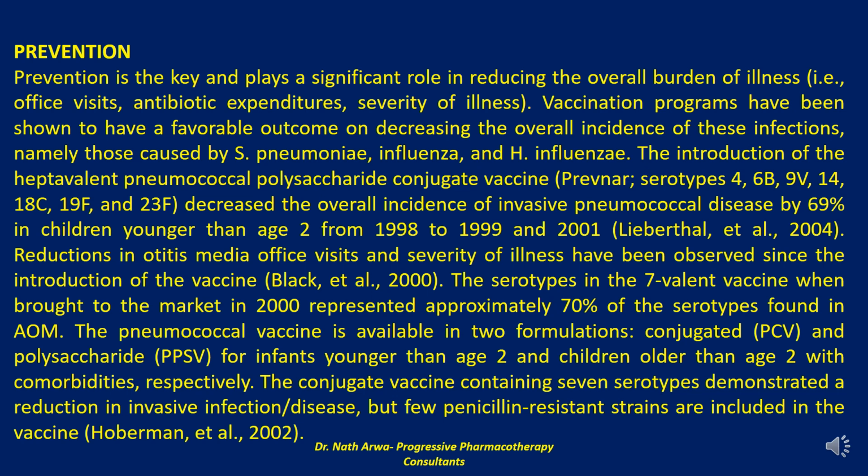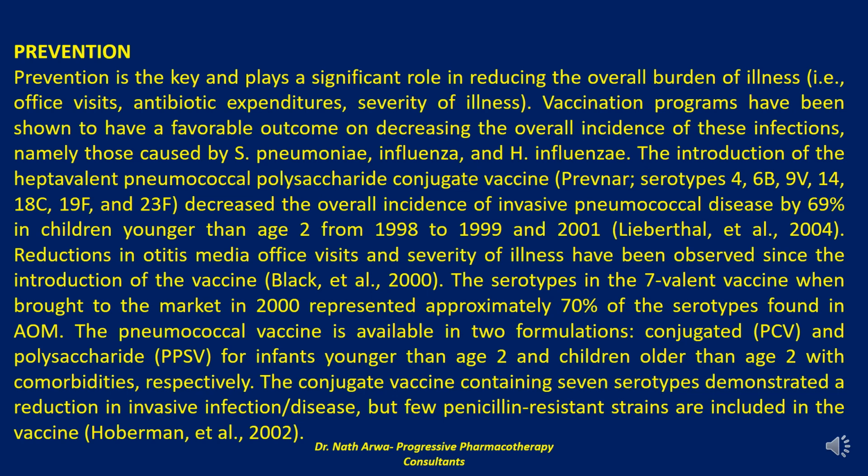The introduction of the heptavalent pneumococcal polysaccharide conjugate vaccine, Prevnar, serotypes 4, 6B, 9V, 14, 18C, 19F, and 23F, decreased the overall incidence of invasive pneumococcal disease by 69% in children younger than age 2 from 1998 to 1999 and 2001, according to Lieberthal and colleagues in 2004.